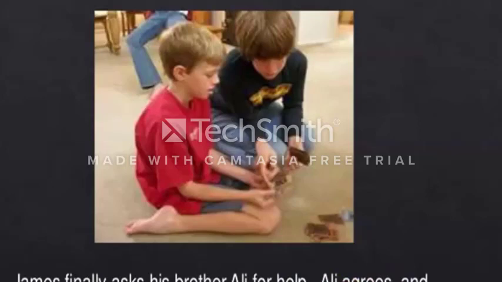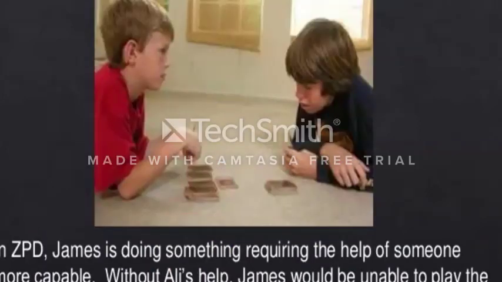So James is learning in a region Vygotsky would call ZPD. So ang ZPD tool natin dito is si Ali. At si James yung may actual knowledge at saka si Ali yung may potential knowledge in the way of ZPD. So ngayon, in ZPD, James is doing something requiring the help of someone more capable. Without Ali's help, James would be unable to play the game. So eventually, James will learn the game enough to play by himself.